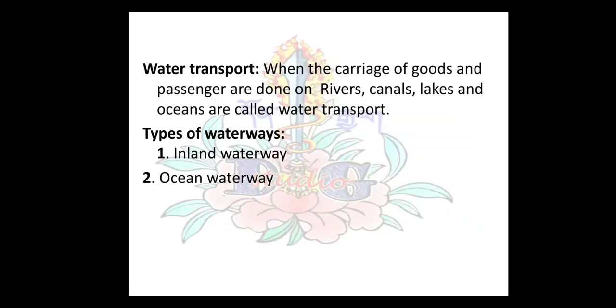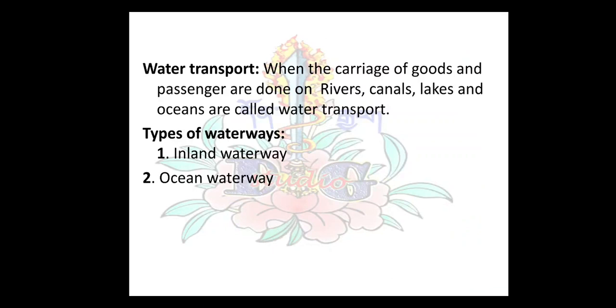So we have already finished land transport. From land transport, till now we have discussed roadways and railways. Next we are going to discuss waterways. So what is meant by waterways? When the carriage of goods and passengers is done on rivers, canals, lakes, and oceans, it is called water transport.